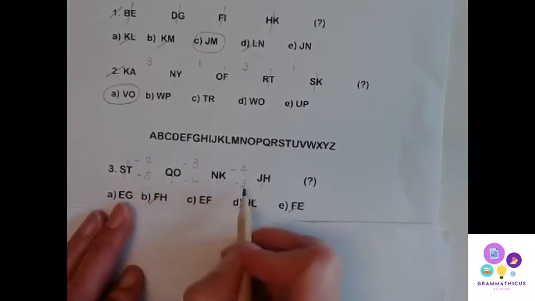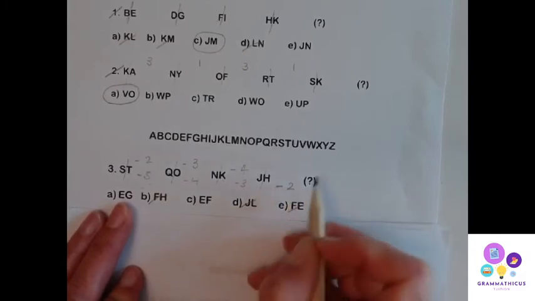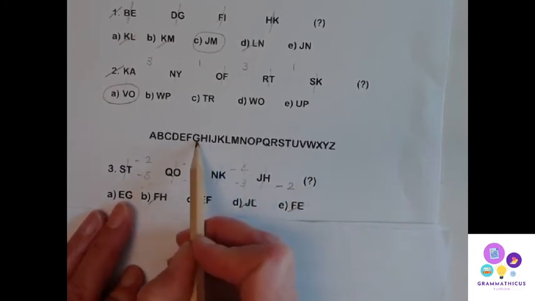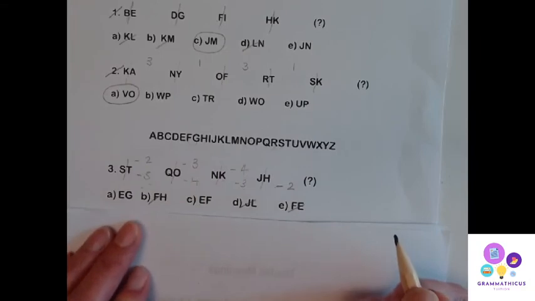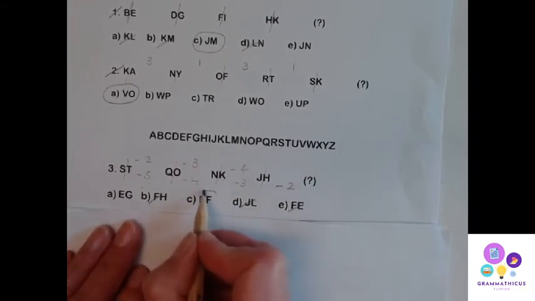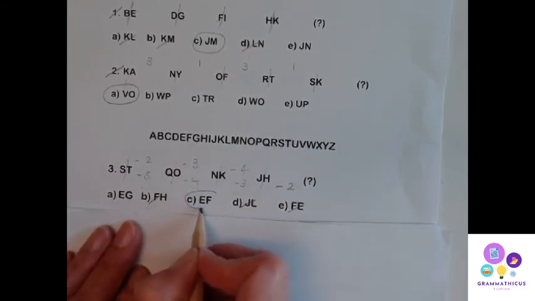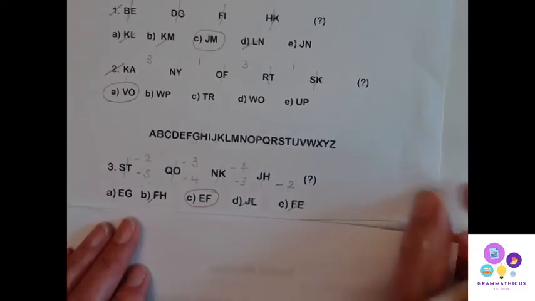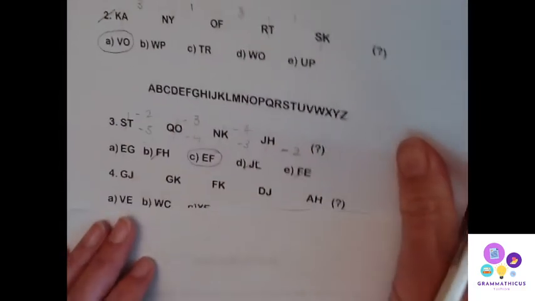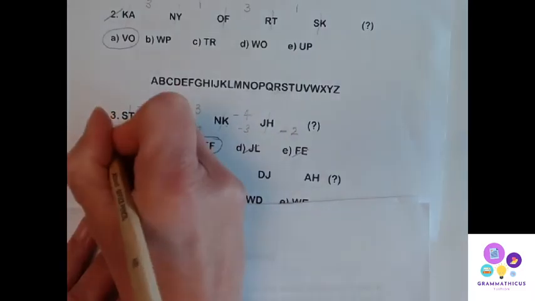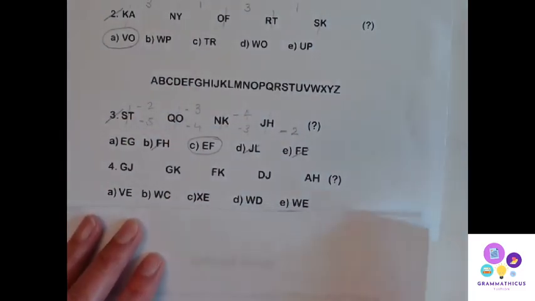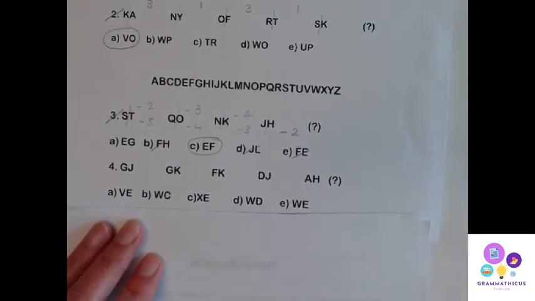So minus 5, minus 4, minus 3. So the next one is going to be minus 2. So H minus 2 is going to be 1, 2. It gets me to F. So my next pair of letters in my series is going to be EF. I'm going to mark that on my multiple choice answer sheet. And once I've done that, I'm going to cross out question number 3. Okay, let's have a look at our final example.